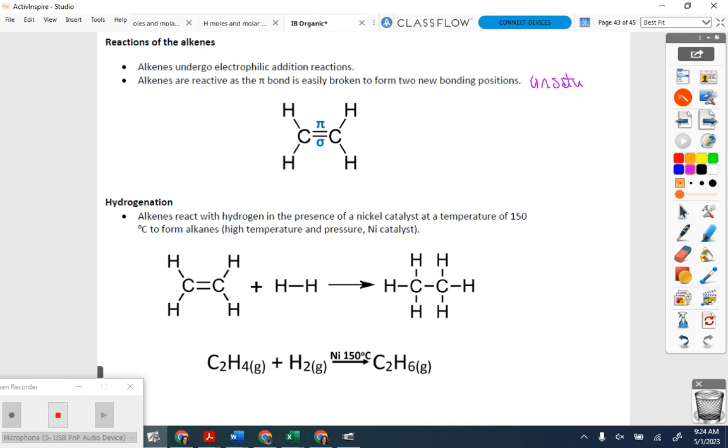You've heard this mostly in the context of fats, saturated fats, unsaturated fats. Saturated fats tend to be solid because they can make these nice layered structures with these nice straight chains, whereas unsaturated fats tend to have kinks in the carbon chain, and so they tend to be more liquid at room temperature.